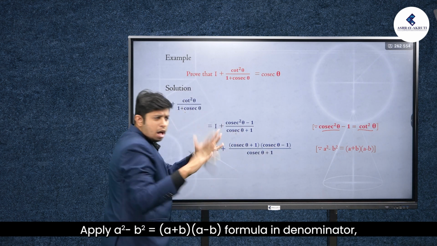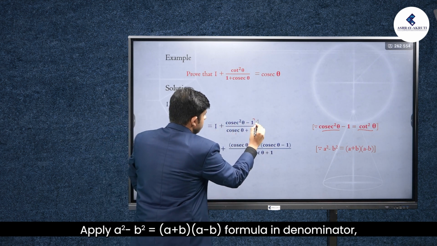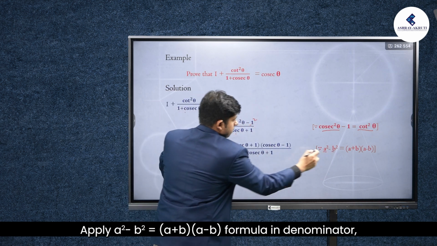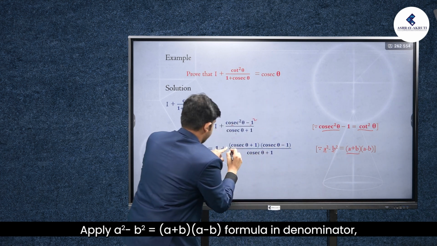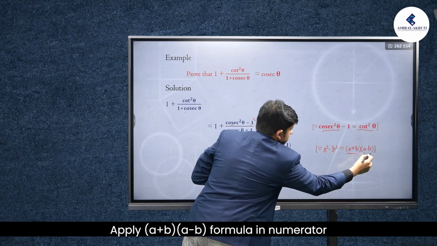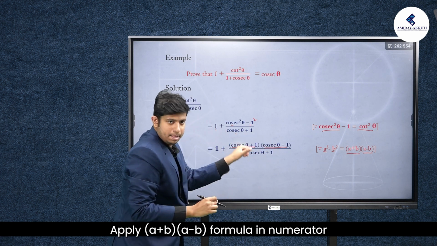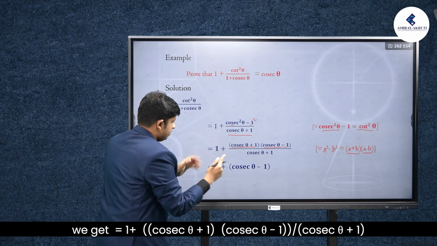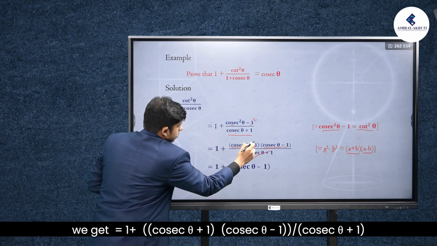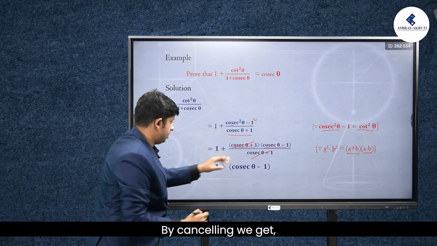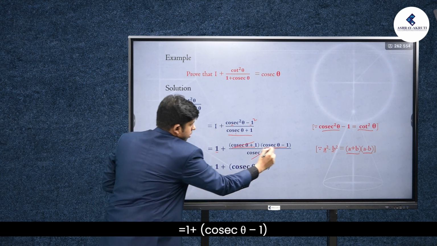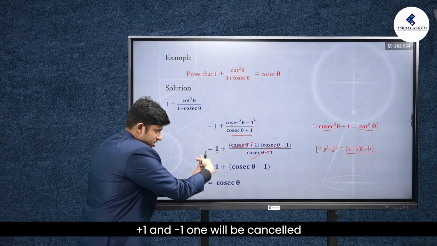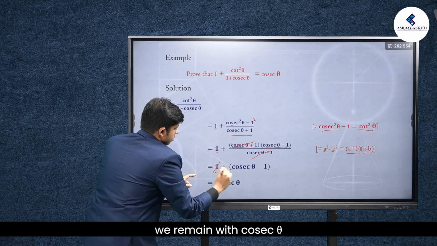Apply a square minus b square is equal to a plus b into a minus b formula in the numerator. We get 1 plus cosecant theta plus 1 into cosecant theta minus 1 by cosecant theta plus 1. By cancelling, we get 1 plus cosecant theta minus 1. Plus 1 and minus 1 will be cancelled. We remain with cosecant theta.